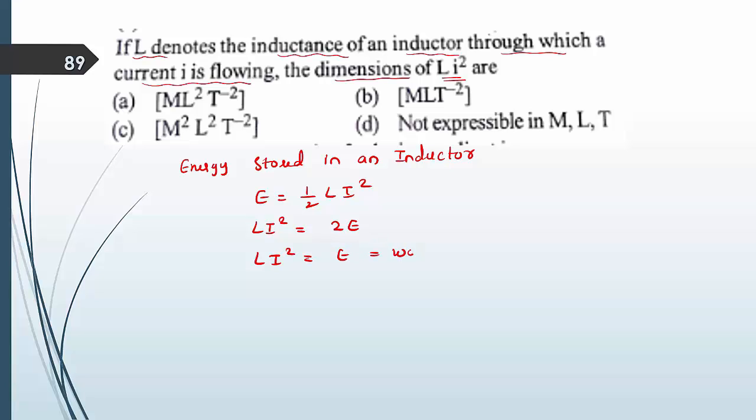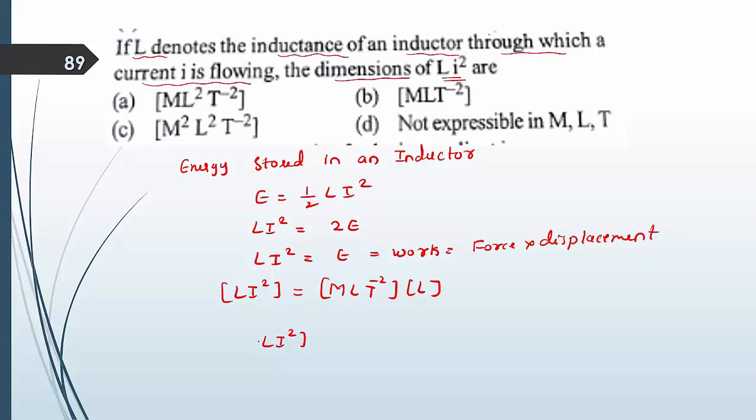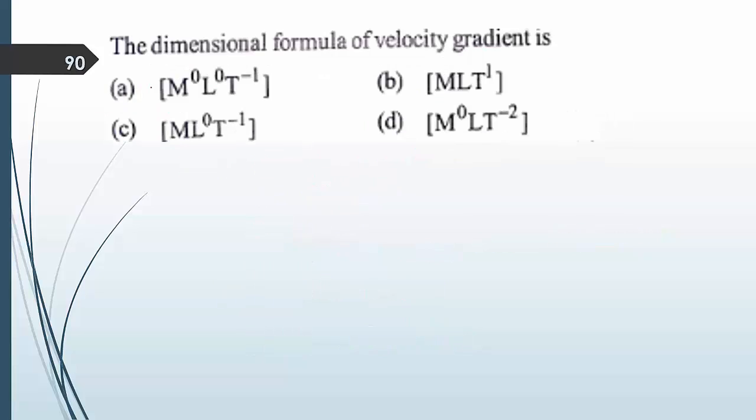E means what here? Work. Work is what? Force into displacement. So now you can write down their dimensions. Li square is equal to, force is m L t raised to minus 2. Displacement is L. So we will get Li square is equal to m L square t raised to minus 2. So this is the dimension of Li square. So m L square t raised to minus 2. That means option A is correct.